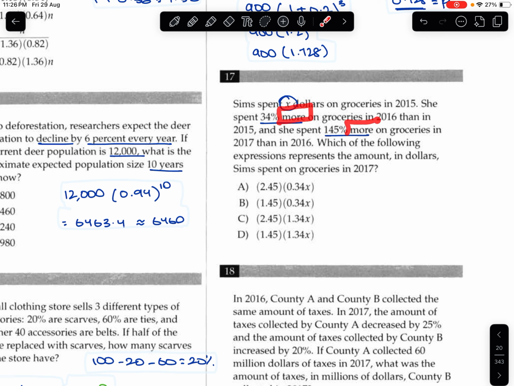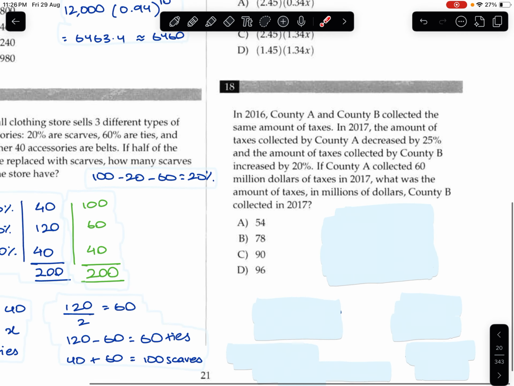145% more, 34% more. That means we will add to 100%, okay? So please don't get confused.